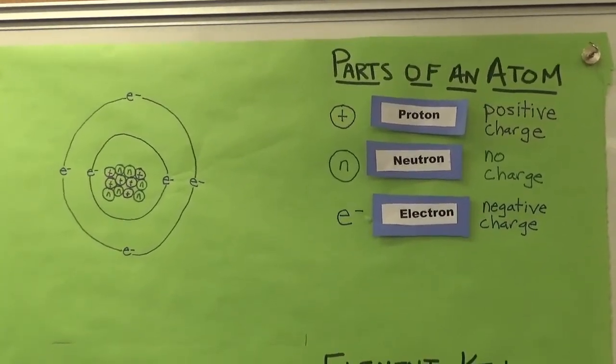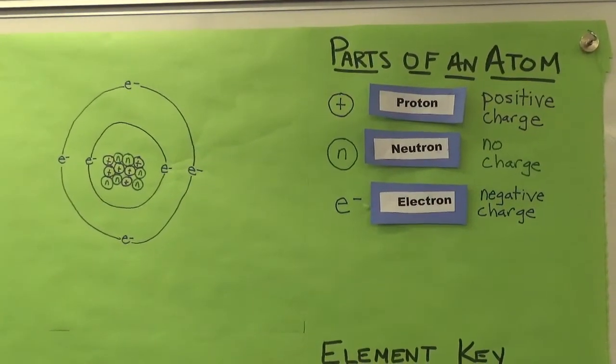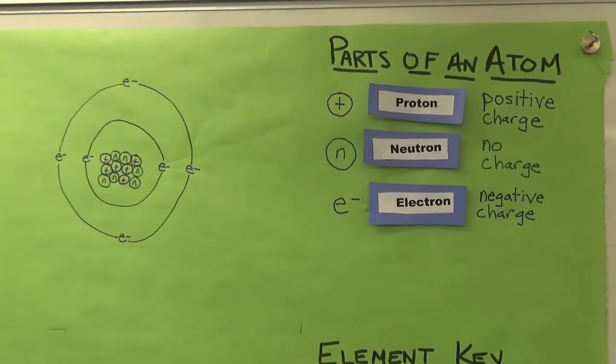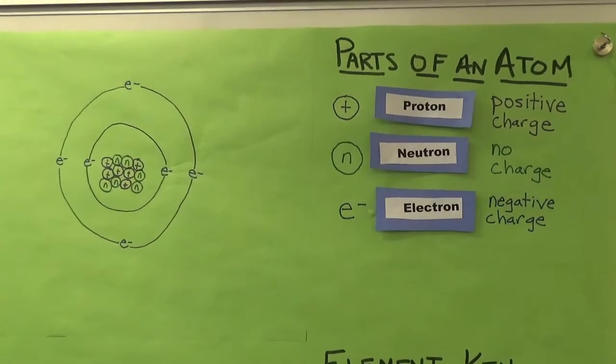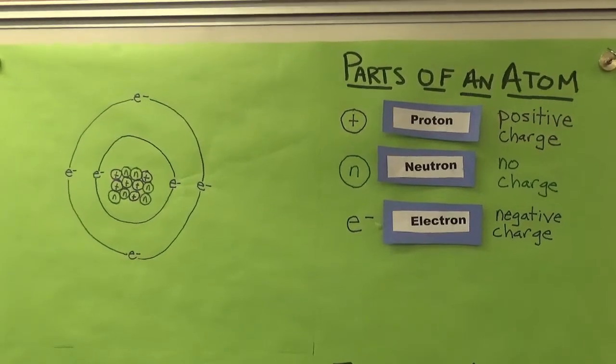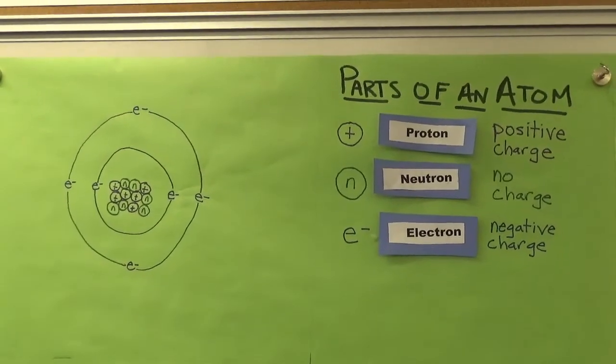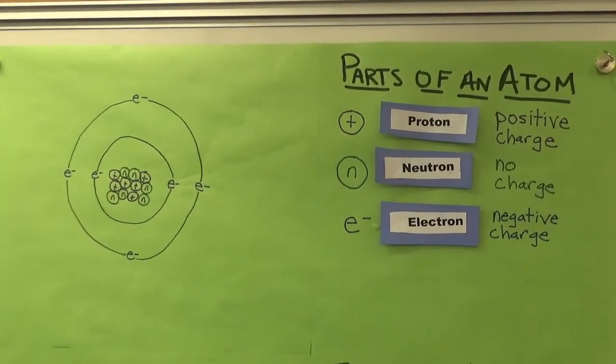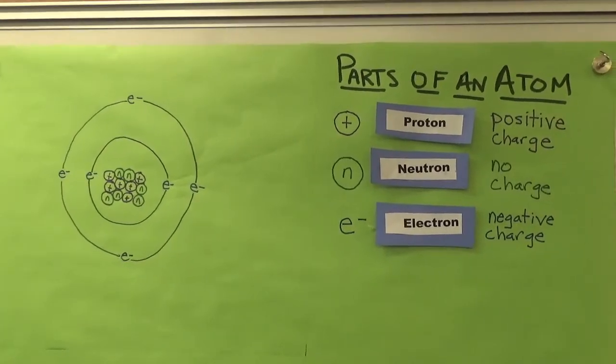All right, class, so we're going to start talking about the periodic table of elements and understanding how to read that chart. Now in order to understand that though, we're going to need to know a little bit of background information first. The first thing is that there are three parts to the atom.